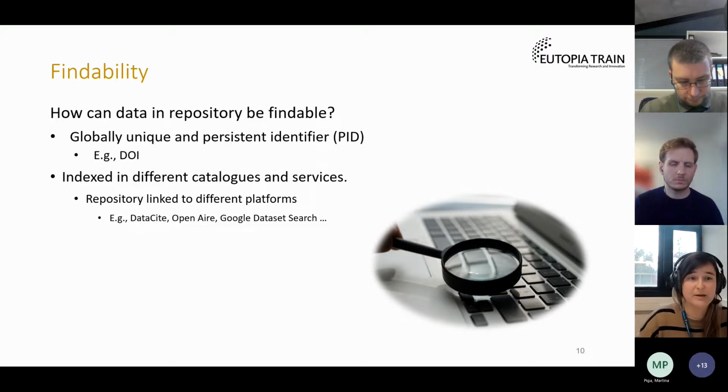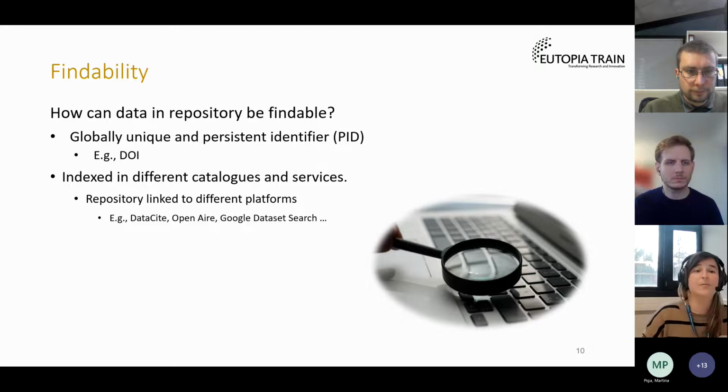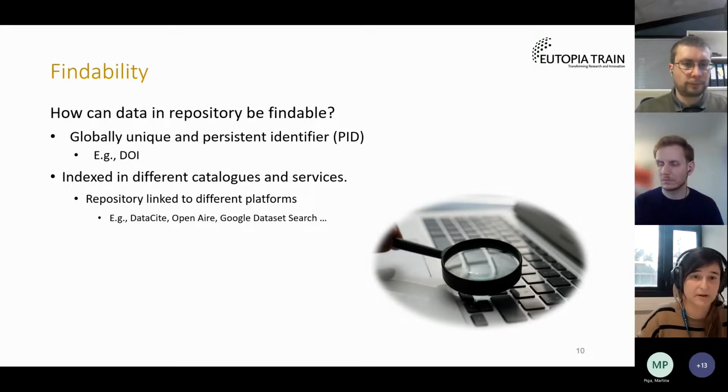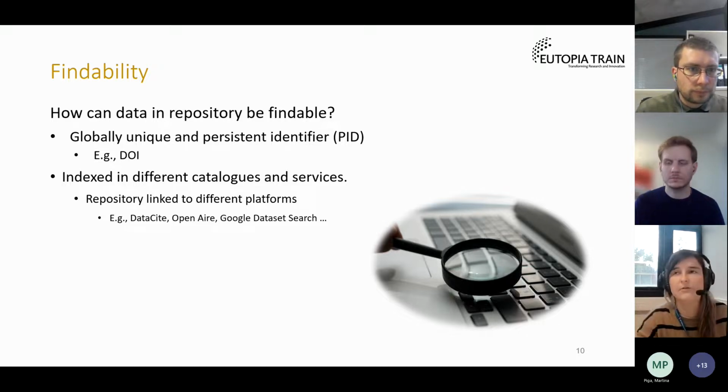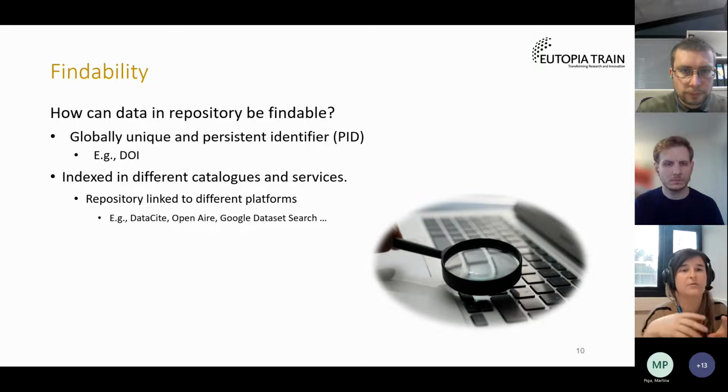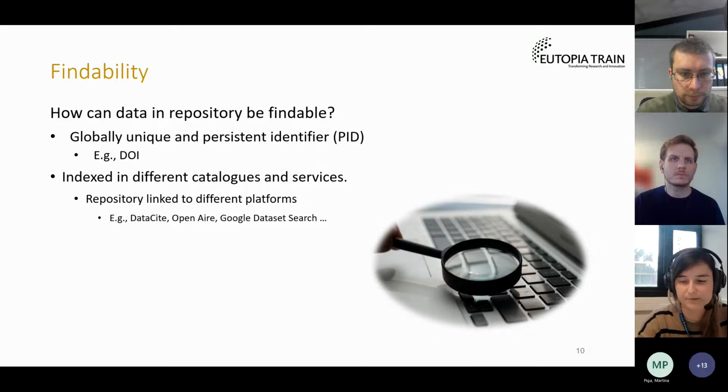Then the information in your data repository should always be indexed in different catalogs and services, for instance, like DataCite, OpenAIRE, and other platforms like that. You should only have to upload it once, and then through these catalogs it can be found, well, everywhere if you look for it.